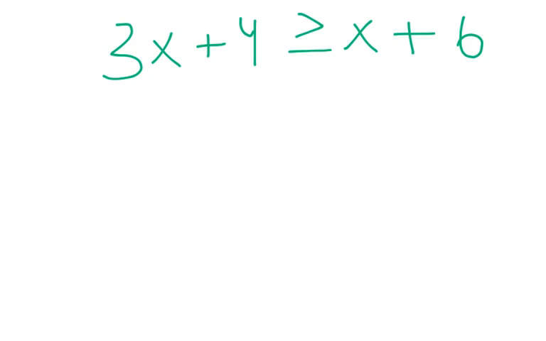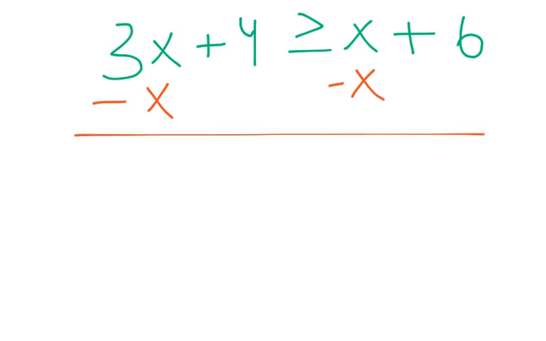Now we actually do have this step where you need to get the x on both sides. So I wanted to do this example just so we could work through that. Over on the left-hand side, I have 3 x's. Over on the right-hand side, I have 1. The easiest way to get rid of that is to subtract the x from both sides. 3x minus 1x is 2x. Bring down your plus 4. Bring down your greater than. X minus x is 0. And then I am left with the 6.